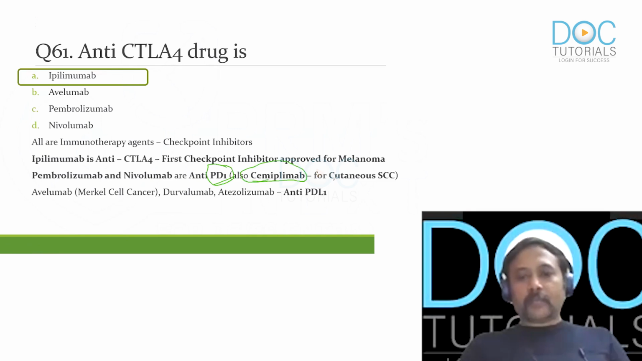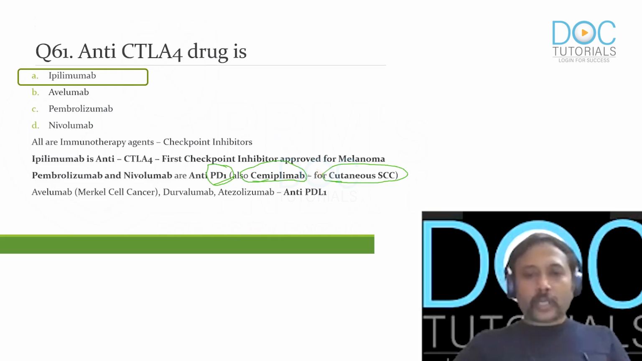There is another recent drug, which is known as cemiplimab. Cemiplimab is also the first drug which is approved for cutaneous metastatic squamous cell carcinoma. For your skin cancers, cemiplimab is the anti-PD1 agent which has been approved in the management of cutaneous advanced squamous cell carcinomas.